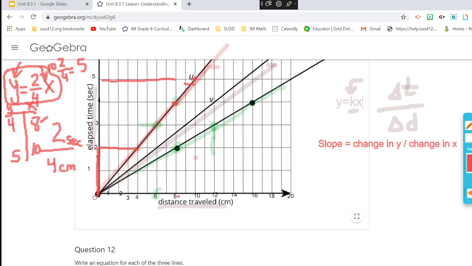Let me go ahead and type in my answer for Ladybug's line. Okay, Ladybug's line is y equals 2/4. I can reduce that to 1/2 x. Okay, that's Ladybug's equation of her line.